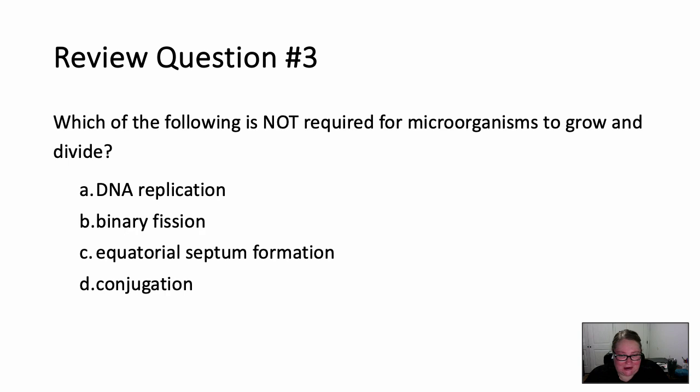Sorry. Okay, the answer for this one is conjugation. If you remember from a few sections ago, probably in 6.2, conjugation is when we use the pili. We use that conjugation pilus to exchange genetic material back and forth. This is going to be either parts of the genome or plasmids. Neither of those are required for the microorganism to grow and divide.